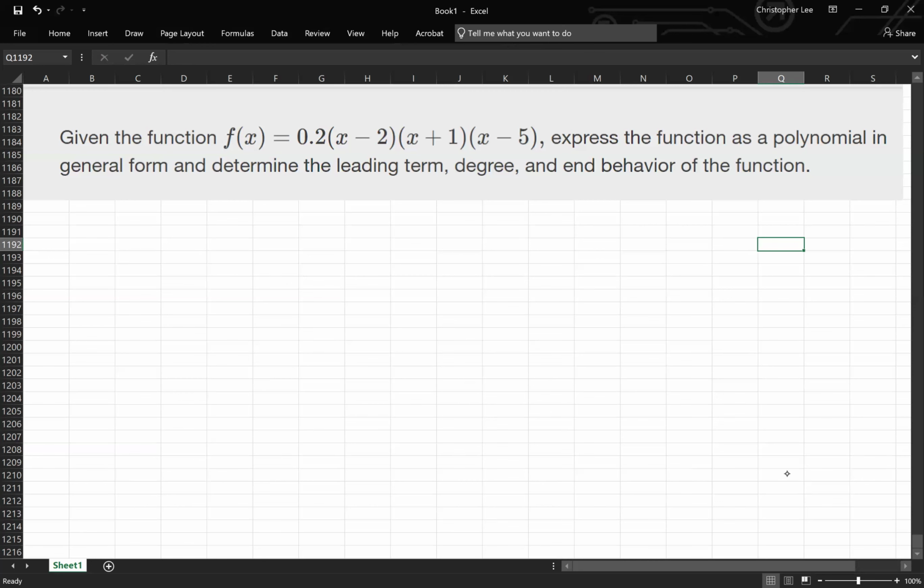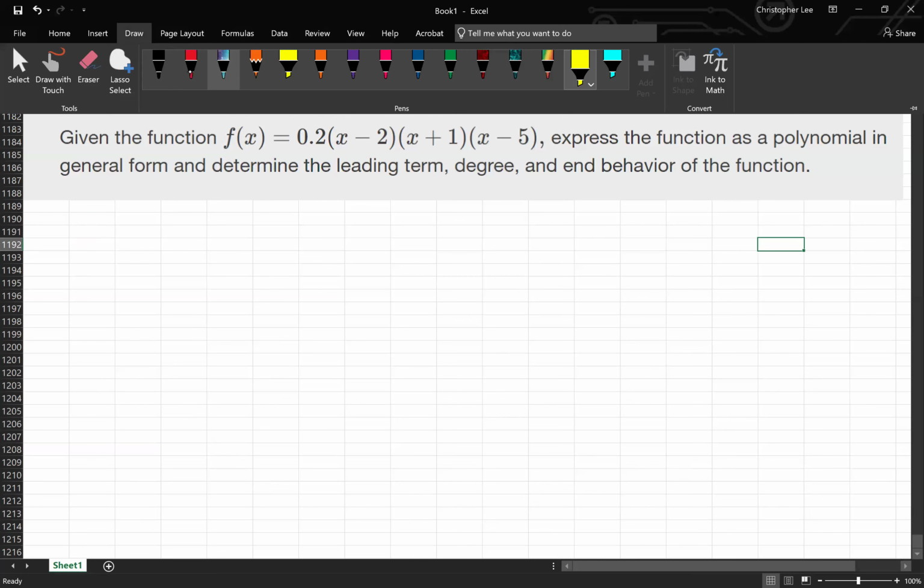It's the sucky part. Hold on, I gotta get my pen. Let me get my pen. Can't believe I came to the problem without a pen.